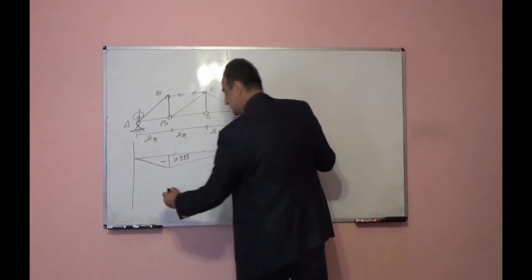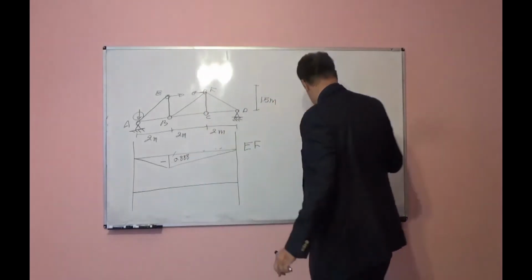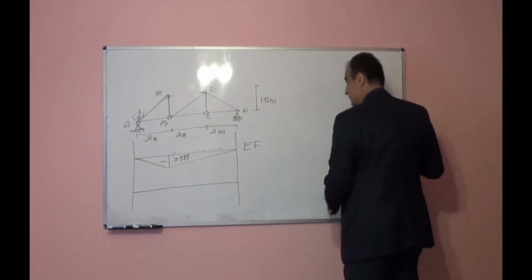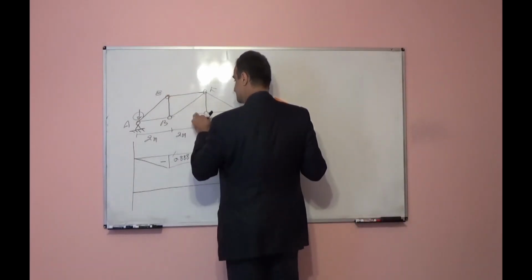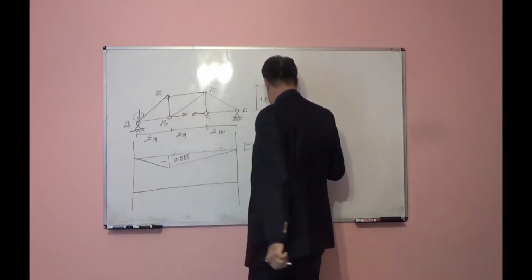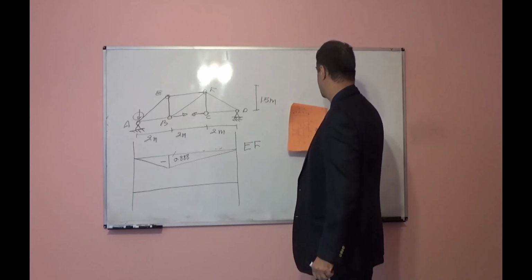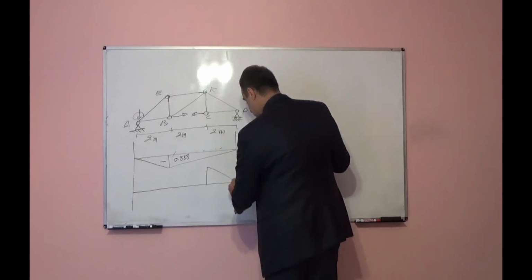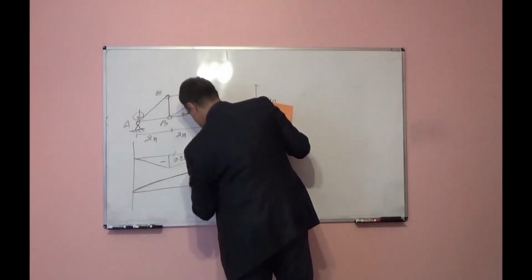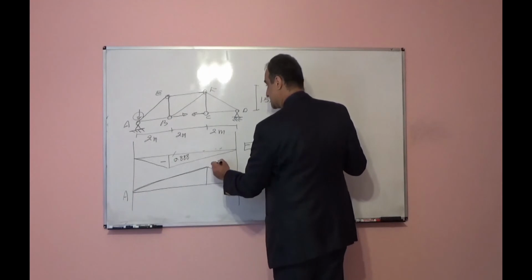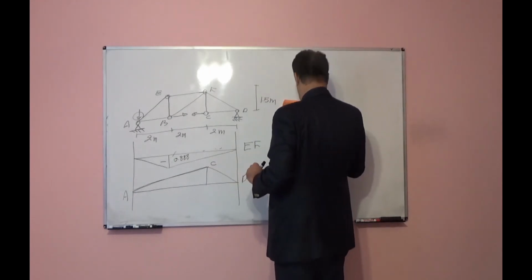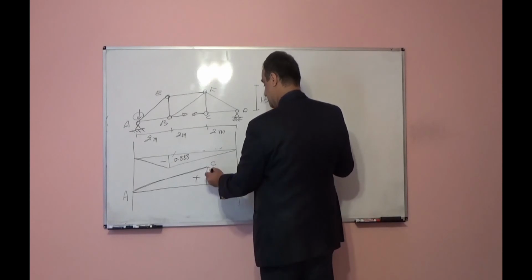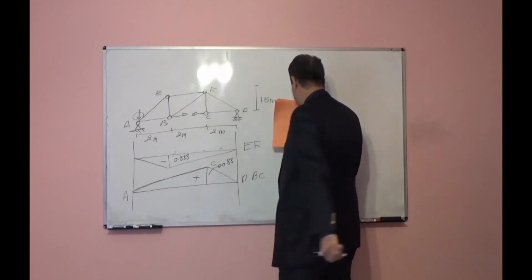Influence line for member BC, this member. For that member, again, you will remove member BC. You will apply load in this direction. In that case, point C will move up, and this will be A, this will be the location of point C, this will be the location of point D. So the influence line for member BC is positive, again this will be 0.88, you can calculate yourself.